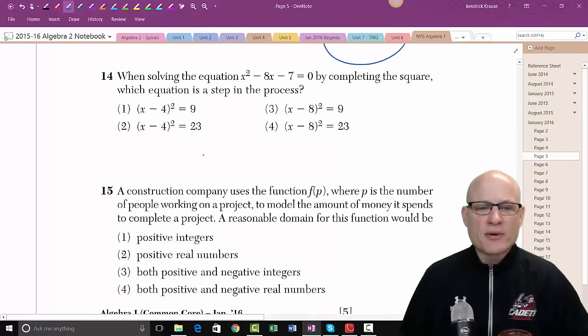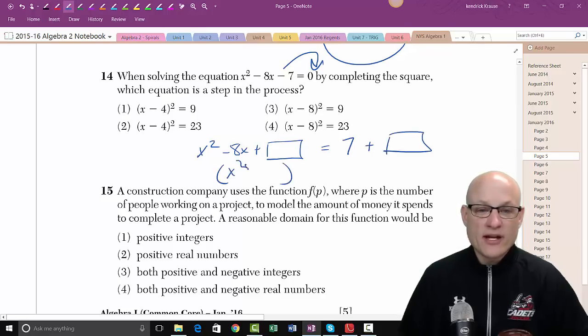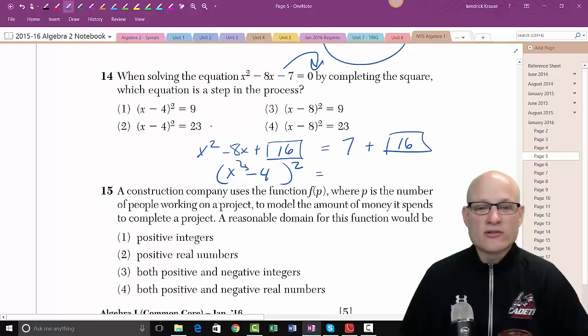We want to solve this by completing the square. So the first thing we're going to do is take x squared minus 8x plus square equals, I know it's a rectangle, and we're going to bring the 7 over to the other side. So equals positive 7 plus square. Now in these parentheses goes half of negative 8, so that's negative 4, and then we square it. When you square negative 4, you get positive 16, but if I put 16 there, I got to put 16 over there. So this is 23 when I add these two up.